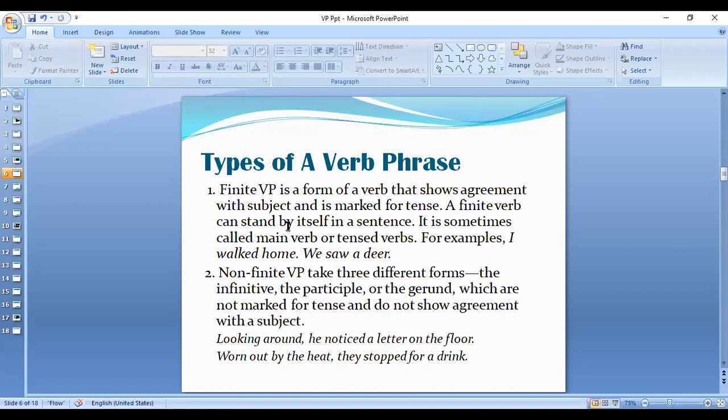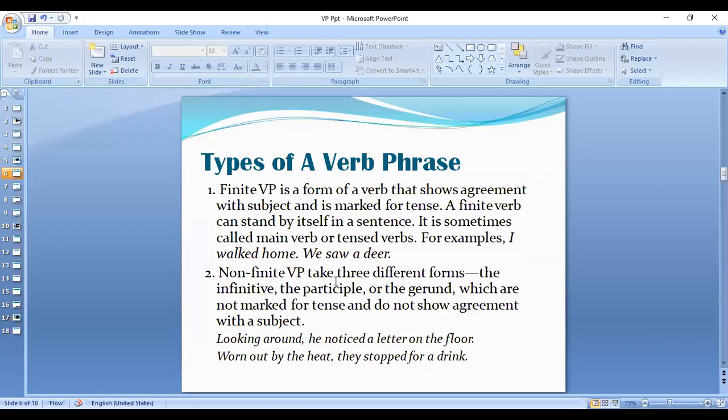A finite verb can stand by itself in a sentence. It is sometimes called main verb or tense verb because it signifies some tense. For example, I walked home, we saw a deer. The verb phrases walked home and saw a deer clearly define the tense and stand alone themselves, so they are finite verb phrases. Non-finite verb phrases take three different forms: the infinitive, the participles, and the gerund, which are not marked for tense and do not show agreement with the subject.